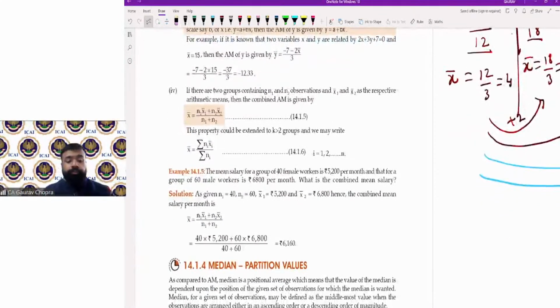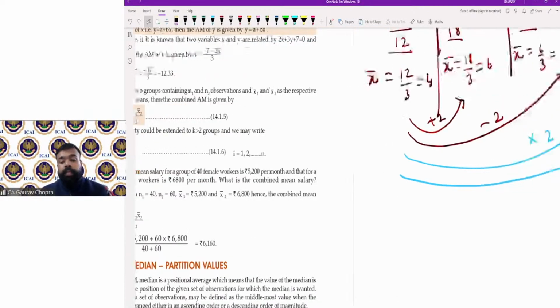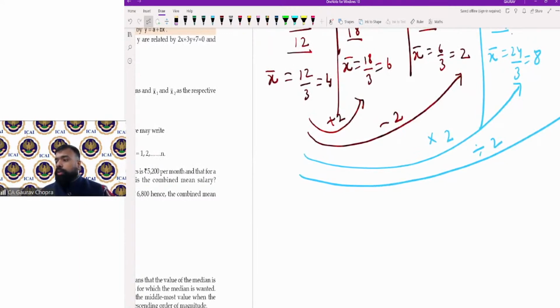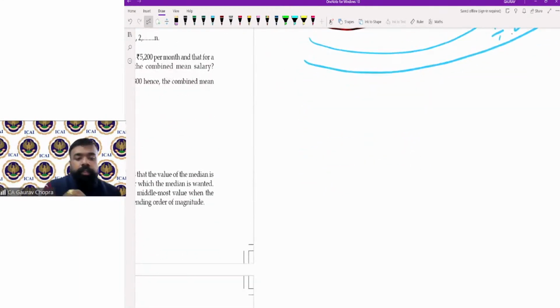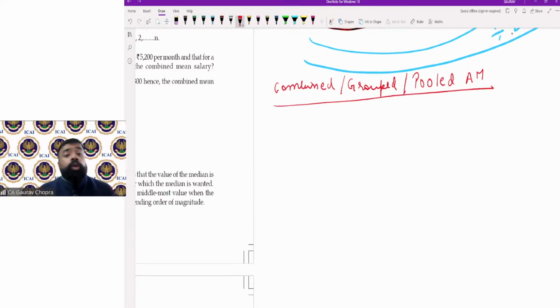Now the fourth one is combined arithmetic mean. Now, what this concept says, combined arithmetic mean. Or you can also write grouped arithmetic mean, or you can also write pooled arithmetic mean. Combined, grouped, or pooled arithmetic mean.